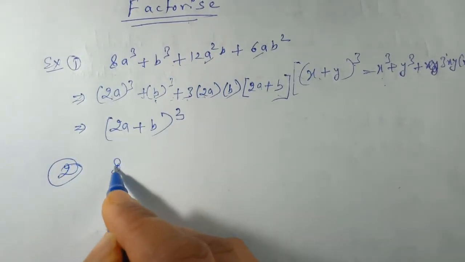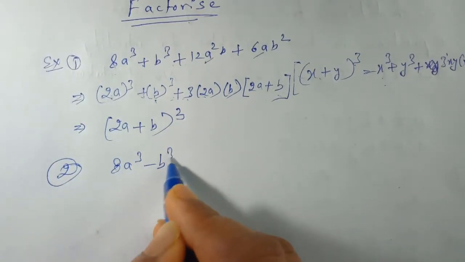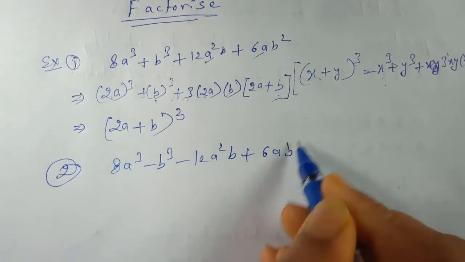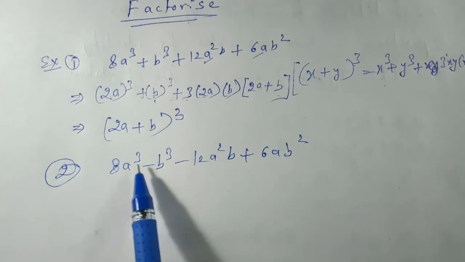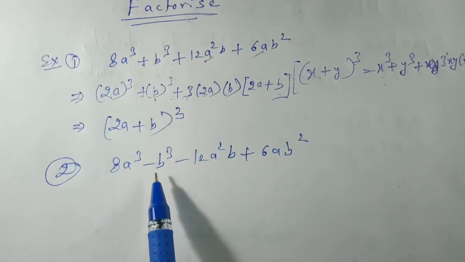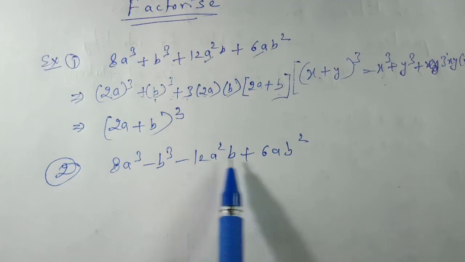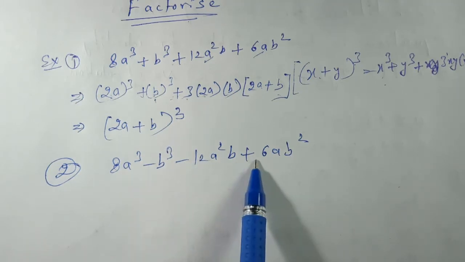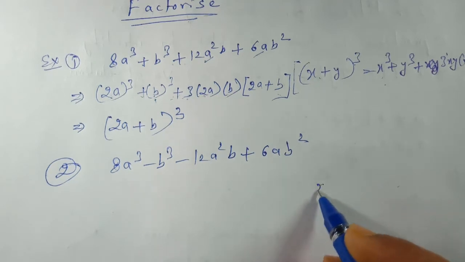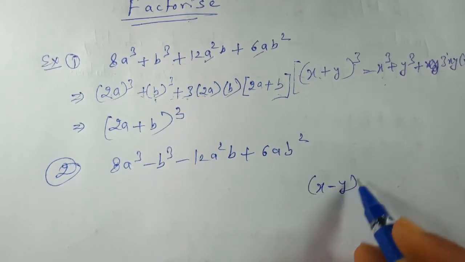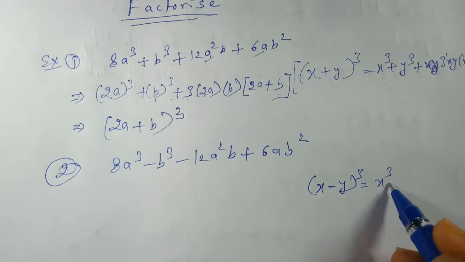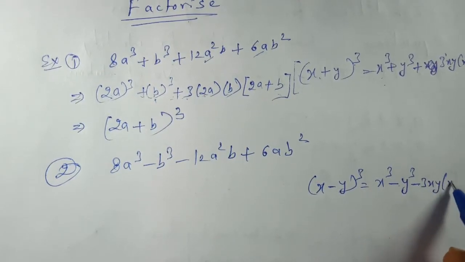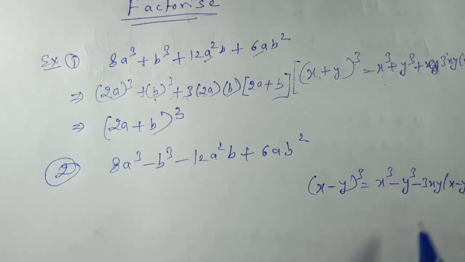Number two: 8a cube minus b cube minus 12a square b plus 6ab square. Here again we are observing cubes, but somewhere we are finding a negative sign and somewhere a plus sign. If a minus sign is there, then everywhere a minus sign will be there, because it is of the identity (x minus y) whole cube equal to x cube minus y cube minus 3xy, then within the bracket (x minus y), which we have learned.